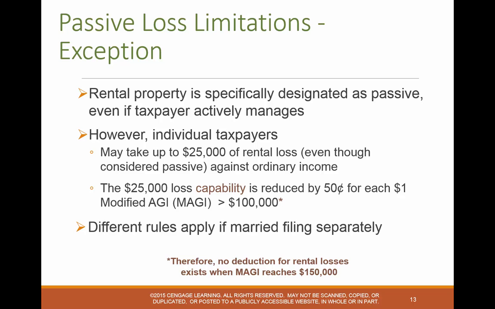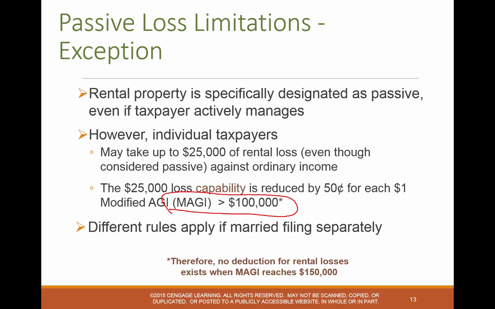The rule is, you can take up to $25,000 of rental loss, except if your adjusted gross income gets over $100,000. And this is the big deal right here. A lot of people that own investment property are higher income people. So they start to lose their loss once their AGI gets to 100 grand. It's reduced 50 cents for each dollar once your modified AGI gets to 100 grand.